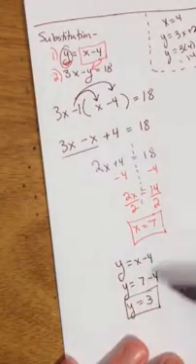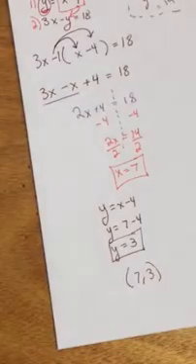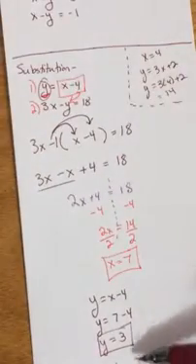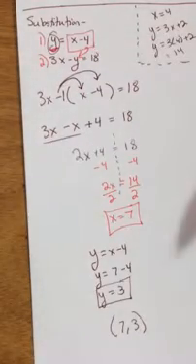So my solution is x equals 7, y equals 3. If you'd like to put it in as a point, 7, 3. So this is where the two lines intersect. This is the unique solution, 7, 3, to these two equations.